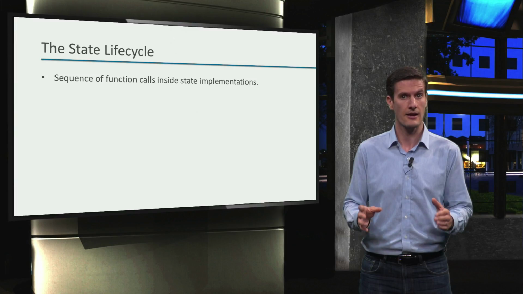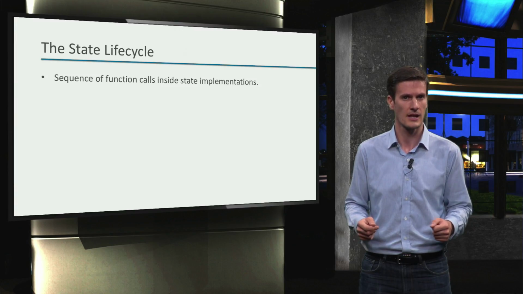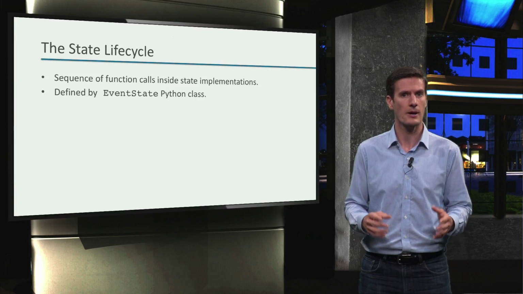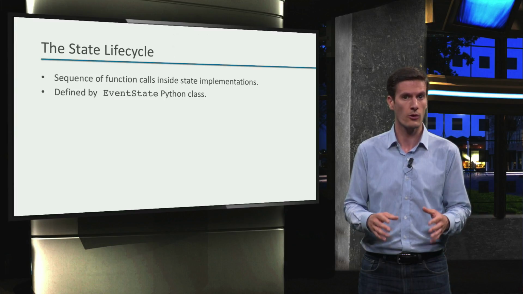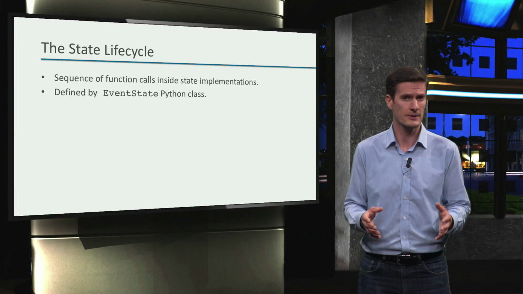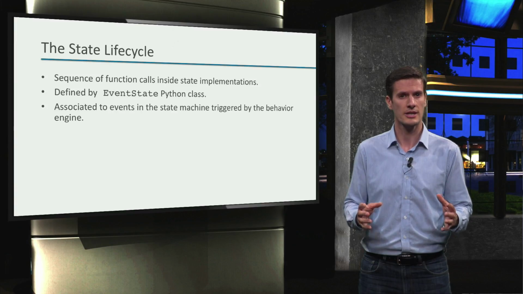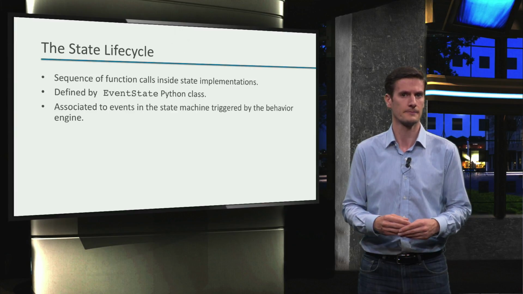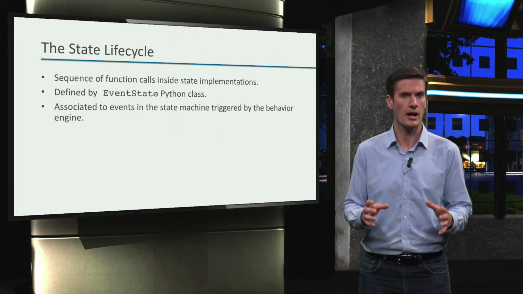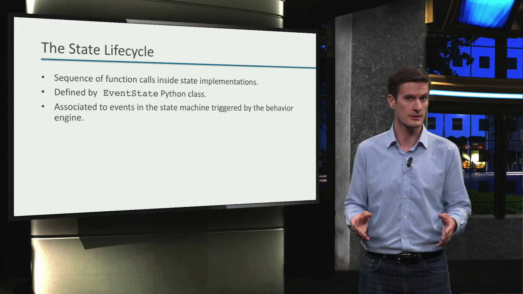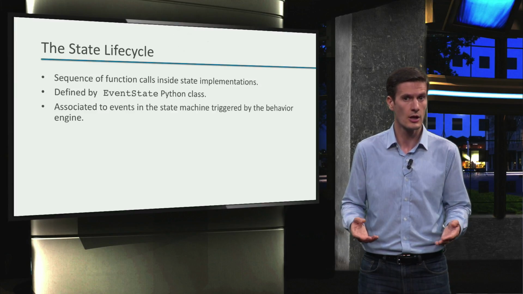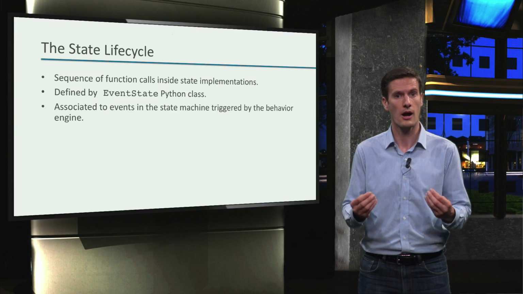The FlexBE state life cycle is a sequential execution of a number of functions in the state implementation. These functions and events are defined by the EventState Python class, from which all FlexBE states inherit. FlexBE states are then implemented in Python. These functions are associated to events at the state machine level that are triggered by the FlexBE behavior engine. This means that we do not have to worry about it. The FlexBE engine will trigger those functions for us. But since we will implement these functions to create our own state, we need to understand when and what for they are triggered.